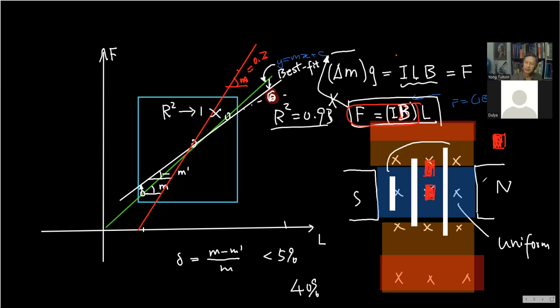The longer the conductor, the higher the probability, the chance is high that the field is not uniform anymore. Okay. Any other questions?